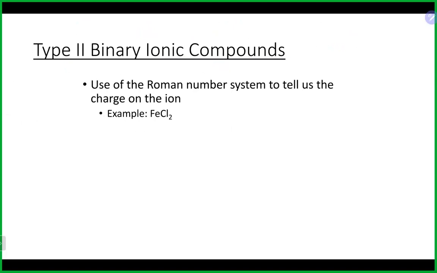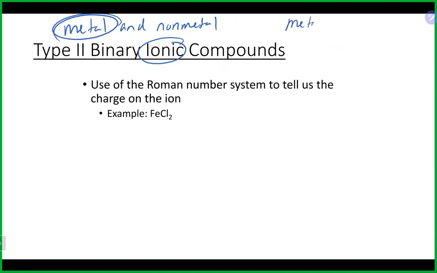So once again, type 2 is still ionic. We are still dealing with a metal and a nonmetal. And just like before, because we have a metal involved, it again is the most important thing. And the deal with this metal is it's most likely going to have a variable positive charge. And that's going to be on the periodic table.